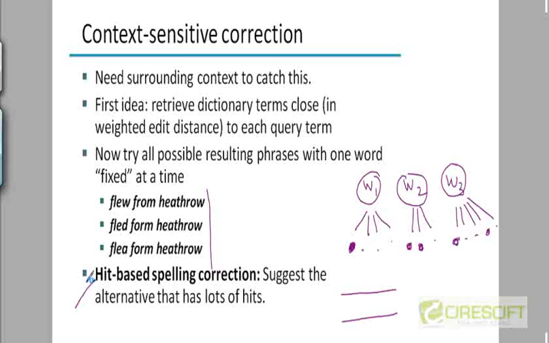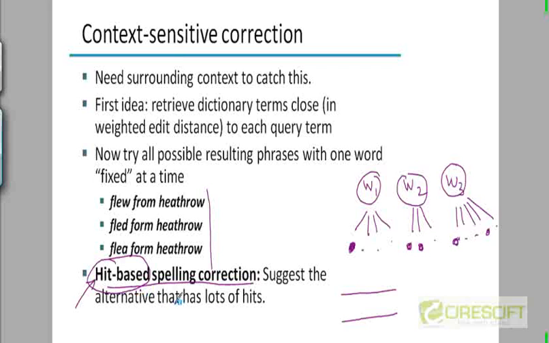So this is called hit-based spelling correction, where you take all the enumerated phrases and you decide which is the good suggestion based on the number of hits in the corpus, how many times that phrase appears in the corpus. So if some phrases appear much more frequently than other phrases, you will just present those as spelling suggestions.